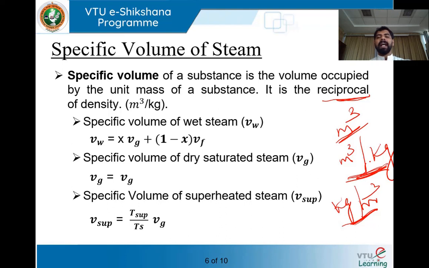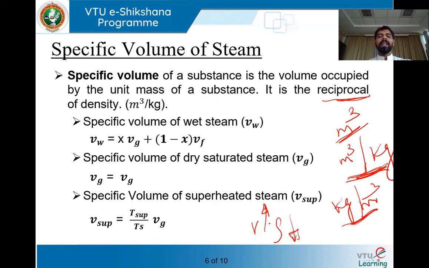That is why I said, as we increase the temperature, the density decreases. As the density decreases, the volume has to increase. As the density declines, the specific volume increases. As the temperature increases, density decreases, and as the density decreases, the specific volume increases. So the volume occupied by the wet steam, the dry saturated steam and the superheated steam differs depending on the density.